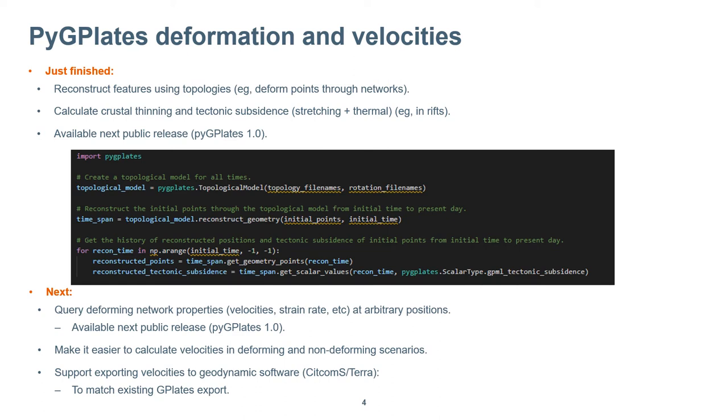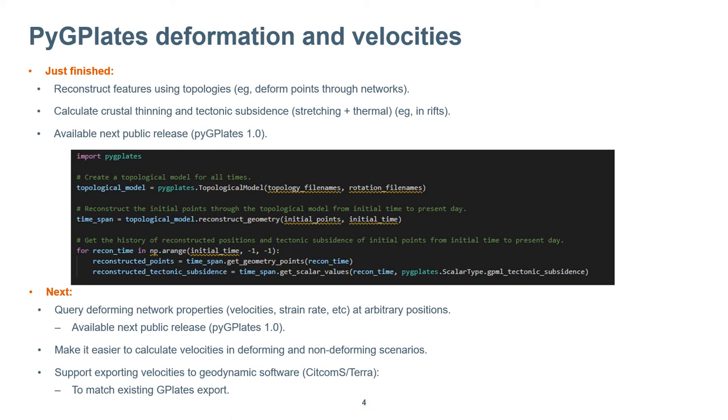So here's a small example of how you would do that in Pi G-plates. So you basically import Pi G-plates, you'd create a topological model given the topology file names and rotation file names. So the topology file names would be your deforming networks and your rigid plate polygons. And then you would use that to reconstruct a bunch of points, which I've called initial points here, at some initial time, and reconstruct them to present day. So that would do all the deforming network reconstructions of those points.